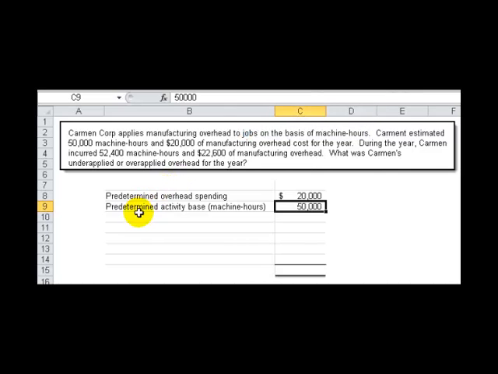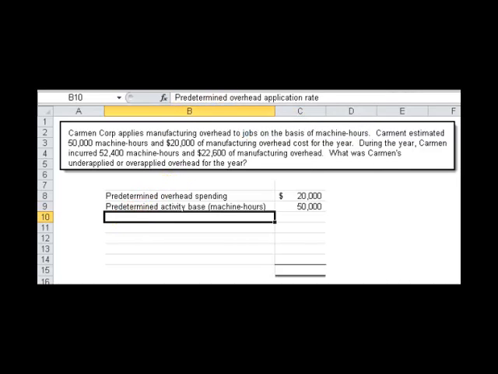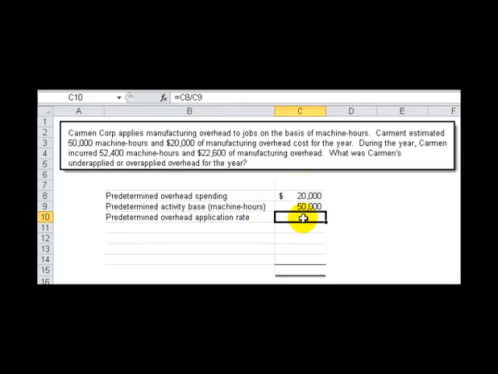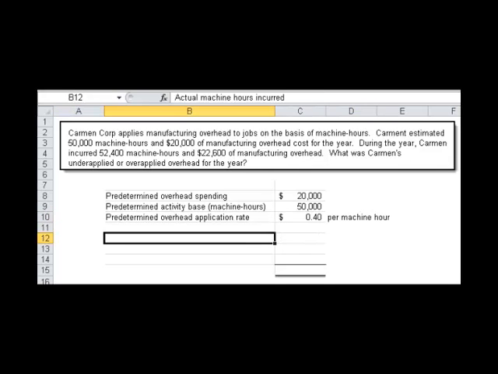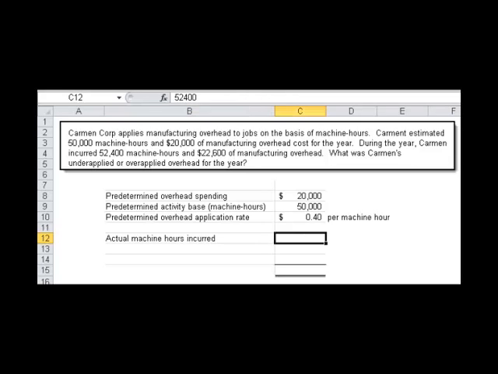And that was 50,000. So if we determine the overhead rate, all we have to do is take the 20,000 divided by the 50,000. There's our 40 cents per machine hour. Then we would jot in the actual machine hours incurred, and they told us that was 52,400. And now we've got to figure out how to apply overhead.